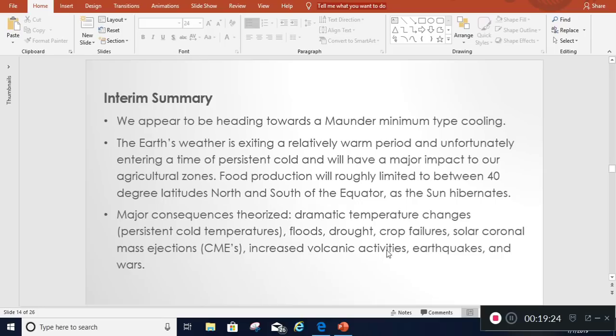But also increased volcanic activity, earthquakes, and wars. And there are going to be wars over food and resources, right? Like there always have been, but they get heightened at this point when people are starving.